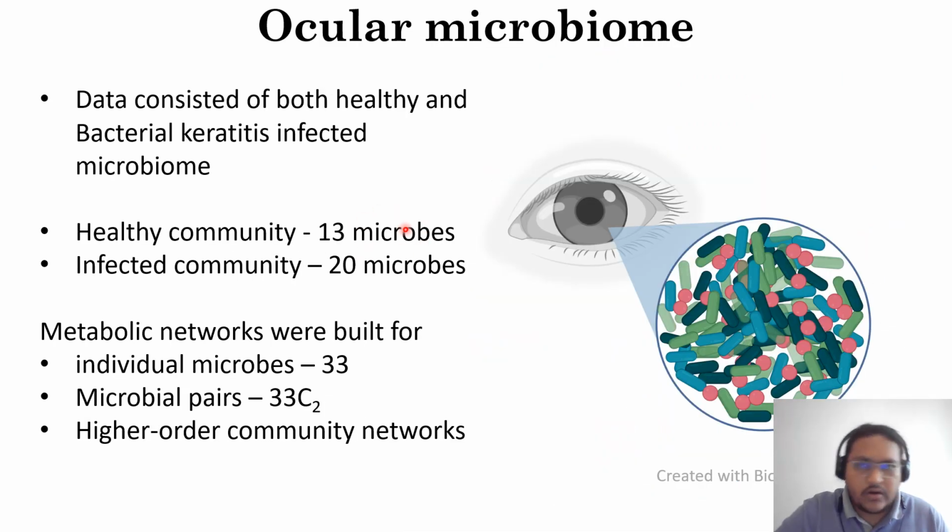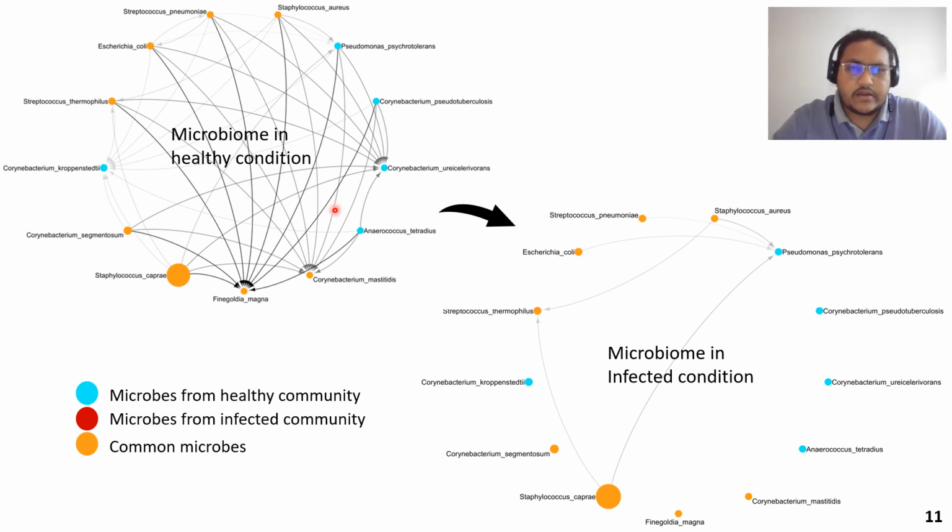We also studied the ocular microbiome using this protocol. This data had two different communities in it, a healthy community and a bacterial keratitis infected community. So we wanted to see what are the differences in microbial interactions between these two communities. The networks present here represent the interaction pattern of the healthy community in two different conditions. The first one is in the healthy condition, the second one is in the infected condition.